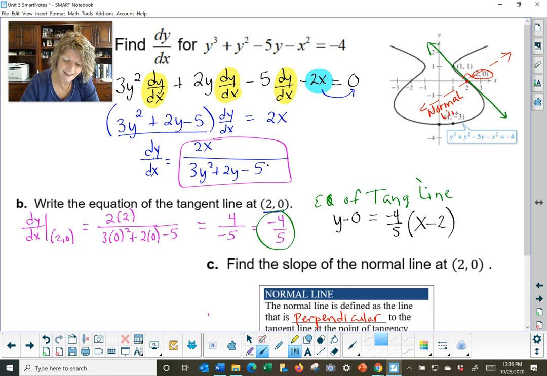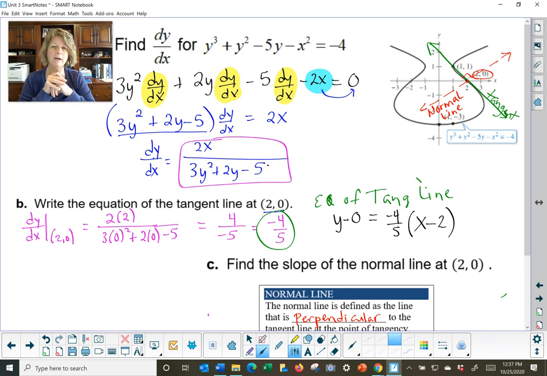Because yes, a normal line can be tested on the AP exam. Just about everything we do can be tested on the AP. There are so many things in Calc AB. We got a lot of topics, a lot of new topics for you. So tangent line, normal line.